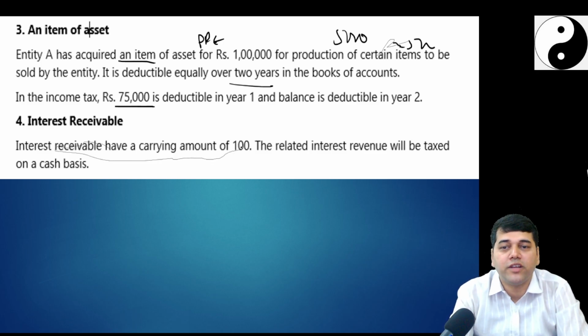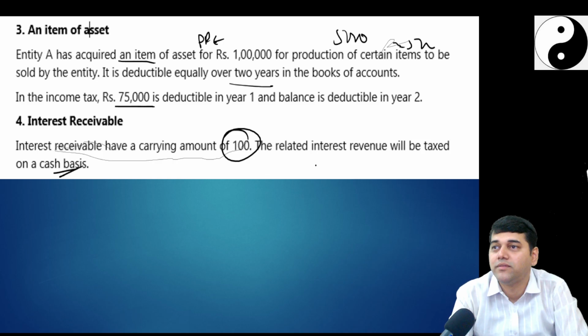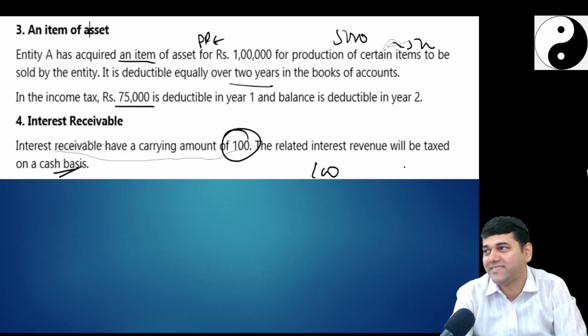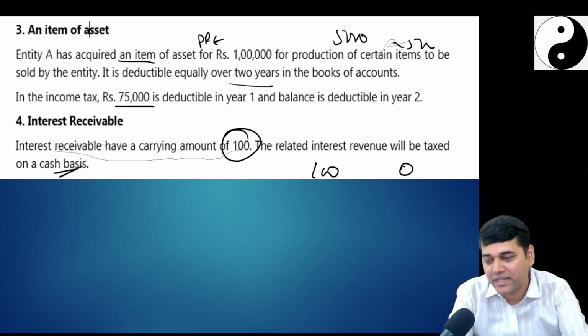Interest receivable has a carrying amount of 100. Revenue will be taxed on the cash basis. Tell me, what is my book value? 100. Tax base? What is my tax base? Why? It's cash basis, so temporary difference. Followed, no? 100 and 0.